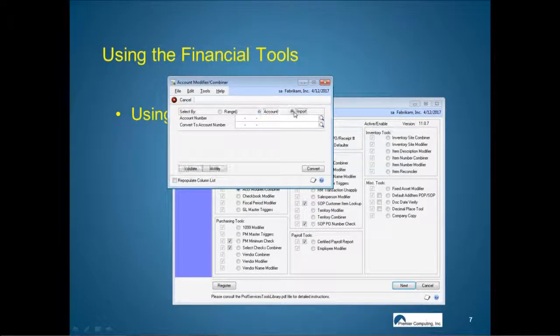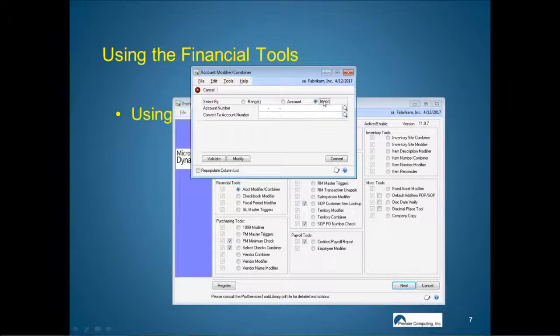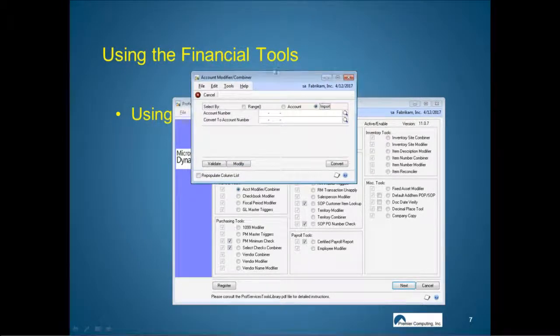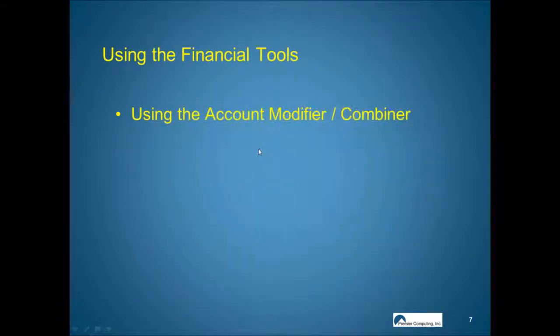We do have an import process here, and I mentioned to you earlier that we would talk about the import. I will do that in a different screen, but this is where you would import a list, and maybe there's 10,000 account numbers you want to change by importing a text file here at this point and hit the validate button. Then you can do mass changes as well. So that's the first part of the financial tools.